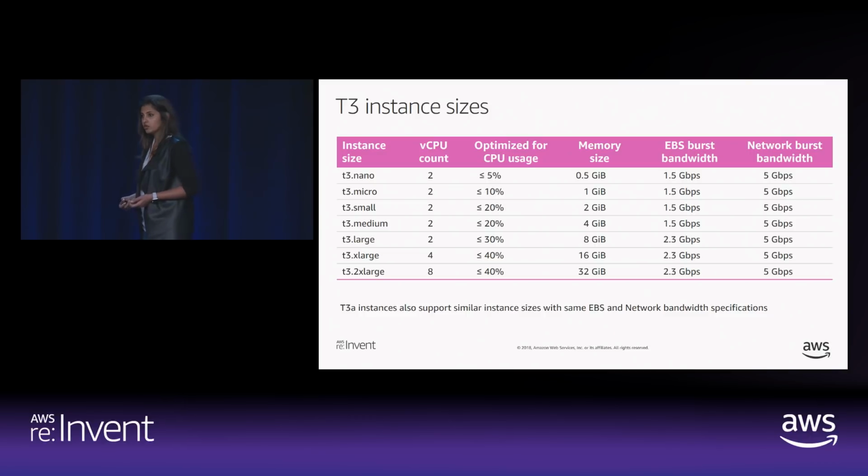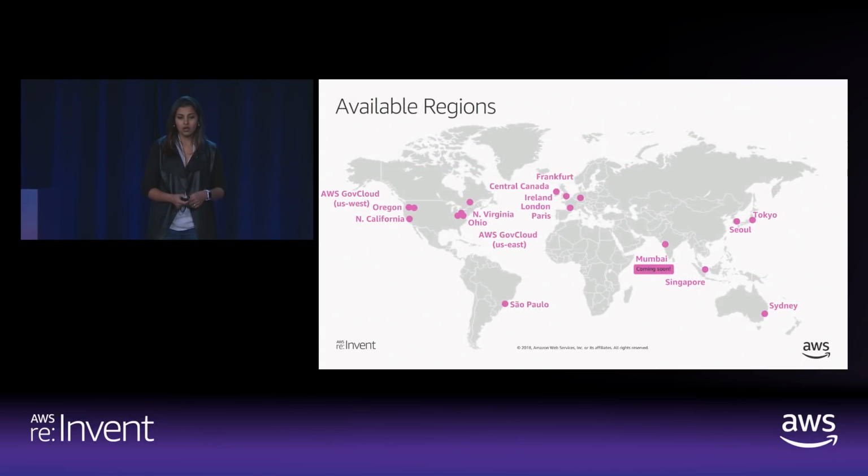So this is a comprehensive view of all the sizes in which both T3 and T3A instances will be available. You can also see the CPU usage each is optimized for. As you are familiar, we offer linear pricing. So if your workload does not need the CPU, you can scale down to a smaller size that it's optimized for and benefit from the lower cost as well. T3 is available in almost all commercial regions except for Mumbai, which is coming soon. And we also launched it in the GovCloud regions recently.